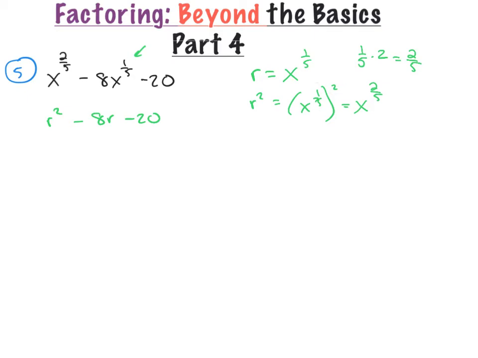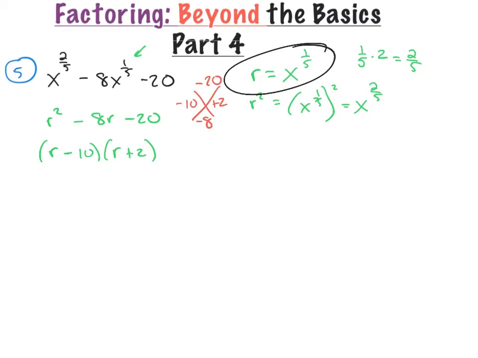Okay, once you get there, it's a pretty easy problem to factor. We're looking for two numbers that multiply to be negative 20 and add to be negative 8. It has to be a 10 and a 2, if the 10 is negative and the 2 is positive. So we have r minus 10 times r plus 2. But don't forget to go all the way back to x's. Remember, r was x to the 1/5. So I have x to the 1/5 minus 10 times x to the 1/5 plus 2.